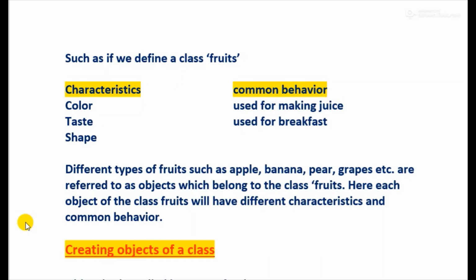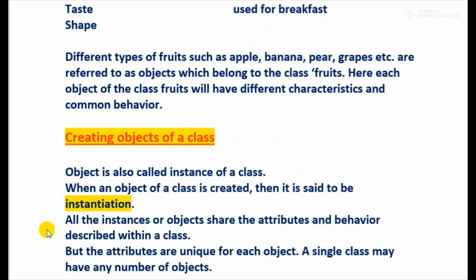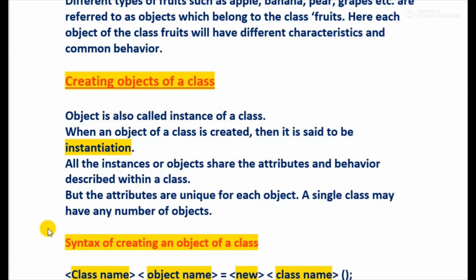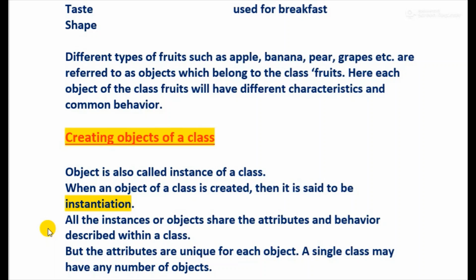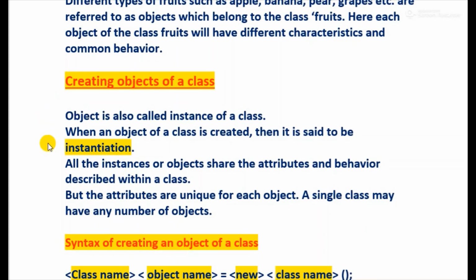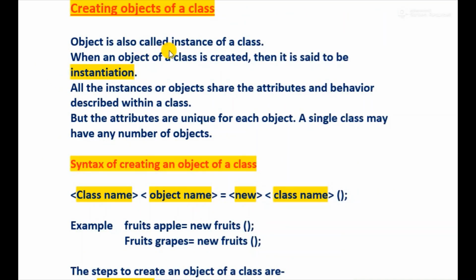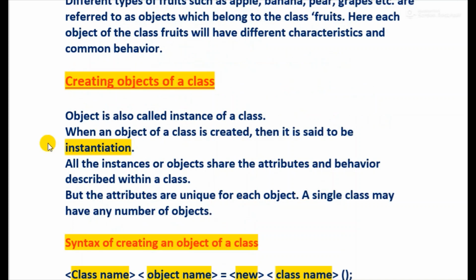Next topic is creating objects of a class. Now how can we create the object of any class? Here are some points. The first point is, object is also called an instance of a class. The meaning of instance is example, or we can say copy of the class. That means object is known as an instance of a class.